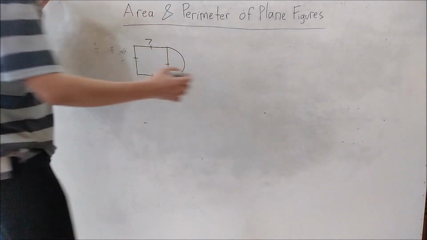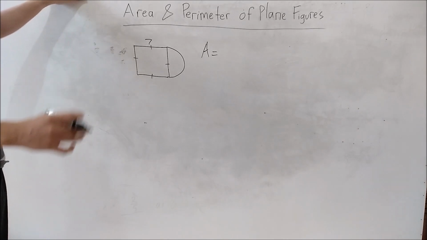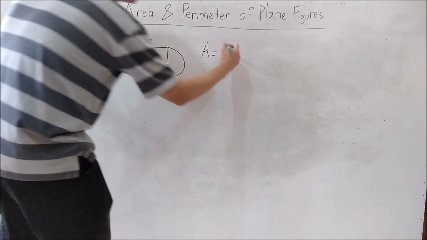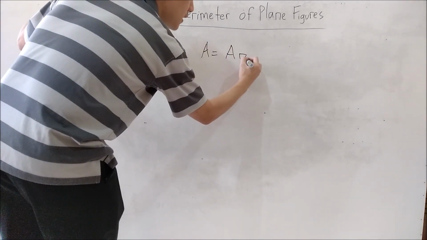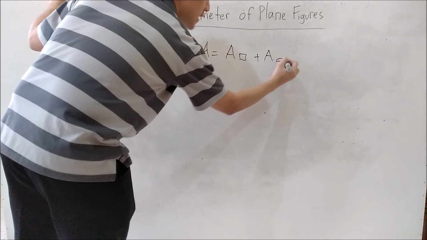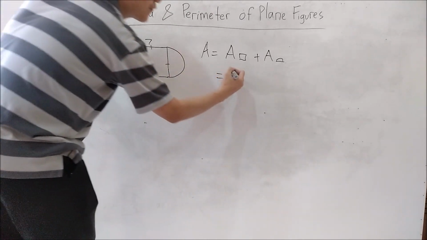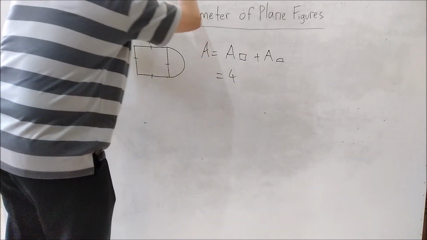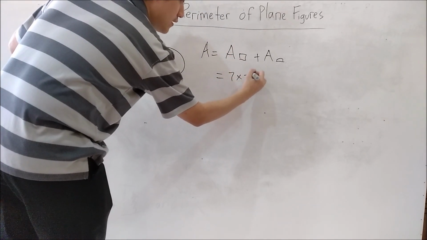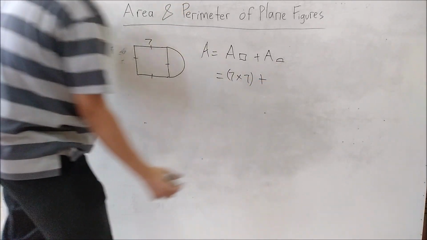Then what you will do is, for the area, I usually like to start with the area because it is easier. We will just combine the area of the square and the area of the semicircle. So, area of square plus area of semicircle. What is the area of the square? We know that it is 7, so 7 times 7, 49, plus the area of the semicircle.